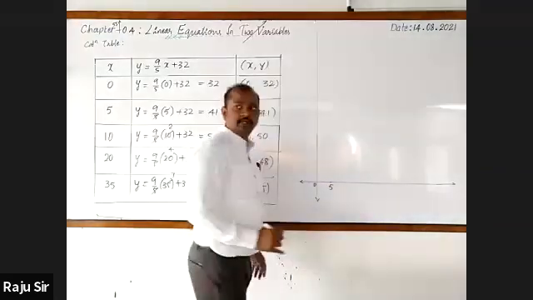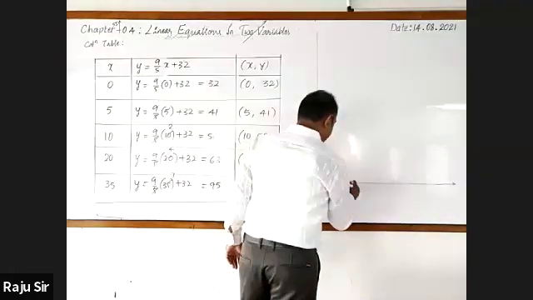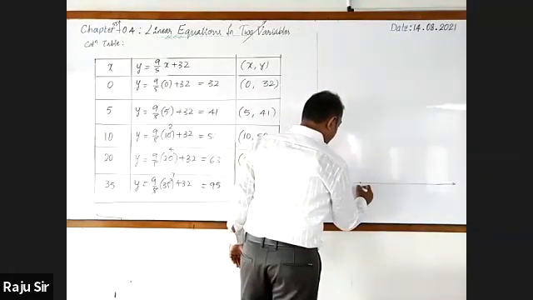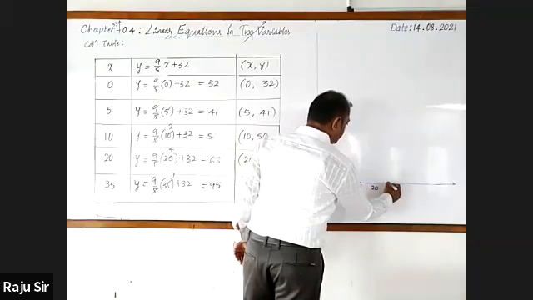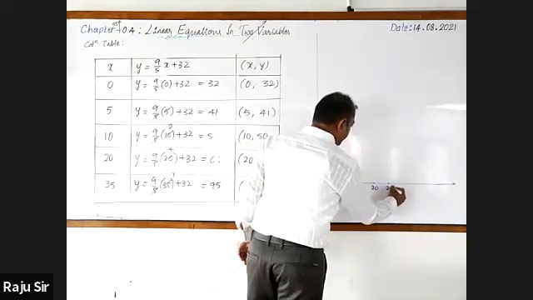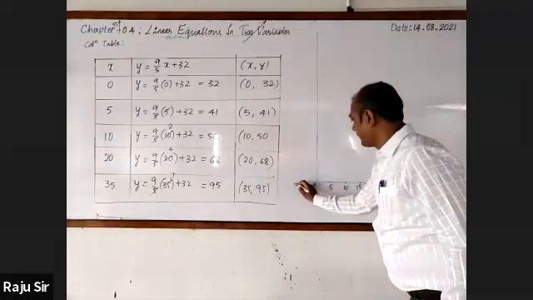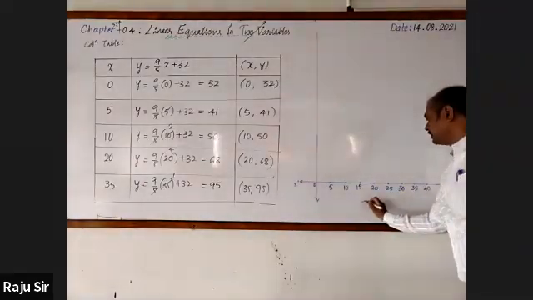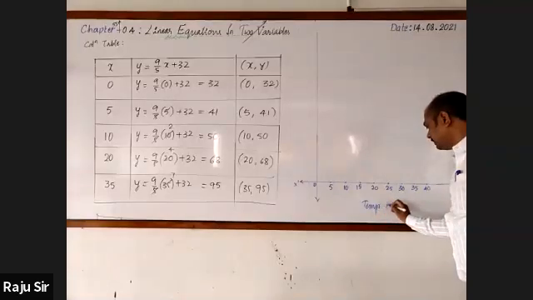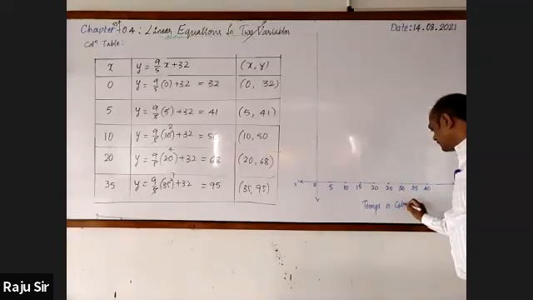It is 5 degrees Celsius, then 10 degrees Celsius, 15, 20, 25, 30, 35, 40 degrees Celsius, and so on. Right. Temperature in Celsius.